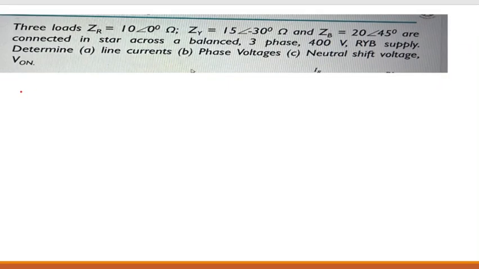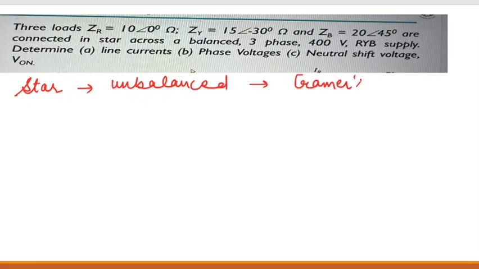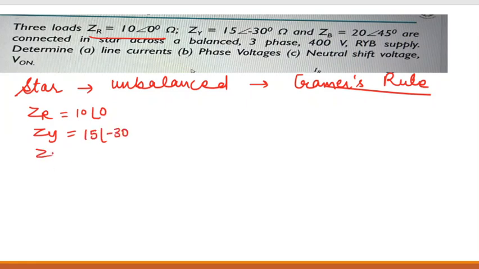So this is the case of star connection and unbalanced. In star unbalanced, we need to use Cramer's rule. Apart from this, we don't need to use Cramer's rule. In this, they have given you the values ZR is equal to 10 angle 0, ZY is equal to 15 angle minus 30, ZB is equal to 20 angle 45. Now we need to draw the diagram.